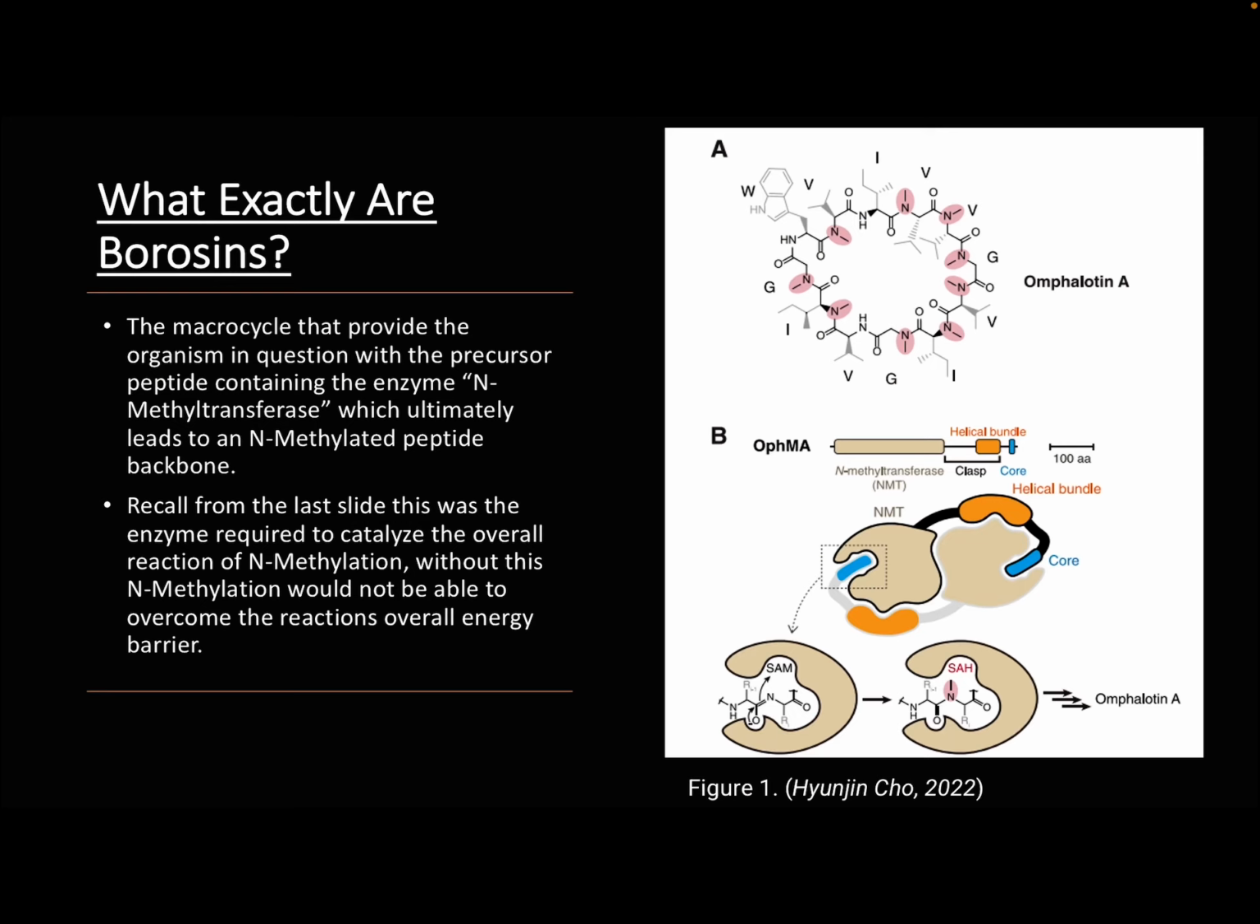However, if the organism is a part of the borosin family, meaning they can produce the peptide precursors that possess N-methyltransferase, they would be able to efficiently methylate these amides present on their peptide chain backbones by overcoming this energy barrier. I have provided a figure to the right of my presentation, which was taken directly from my journal article. This figure is showing a borosin-type macrocycle in action with a peptide chain amide group reacting with SAM with the help of the enzyme N-methyltransferase, ultimately producing the compound known as omphalotin A.